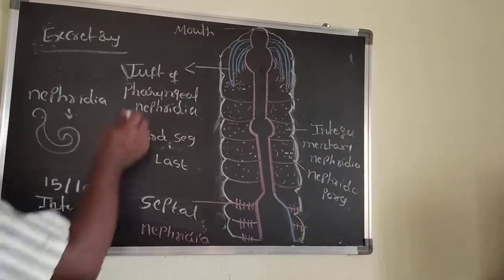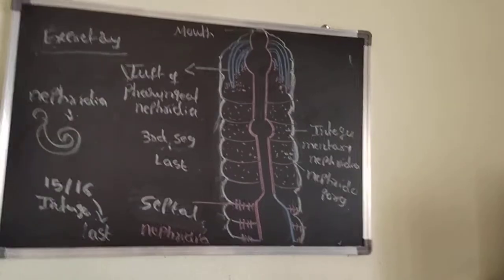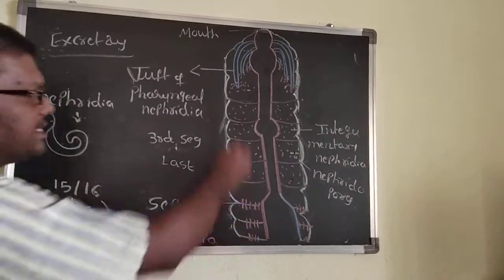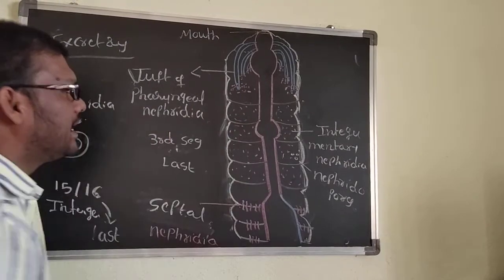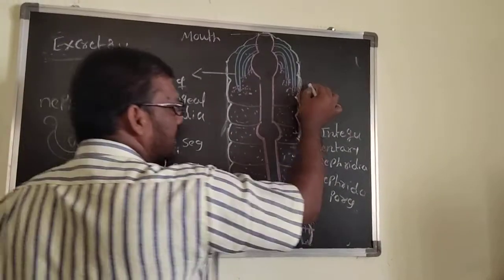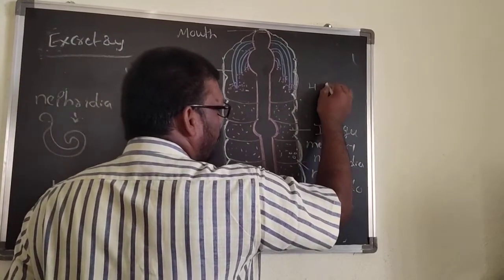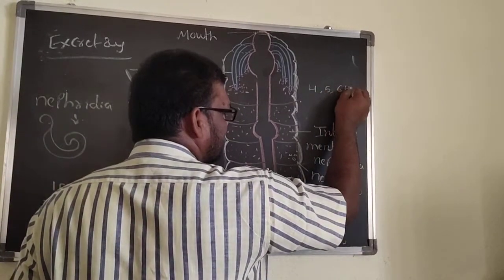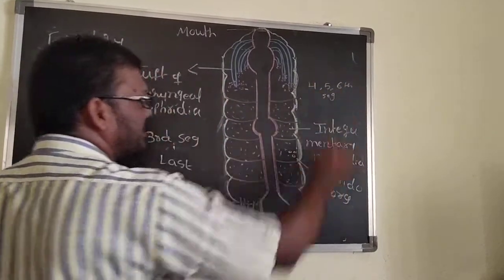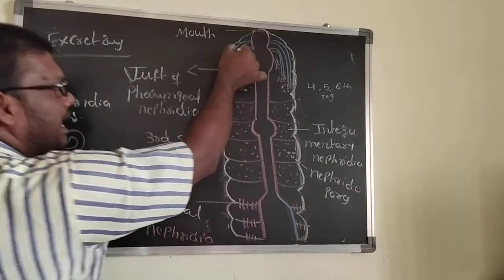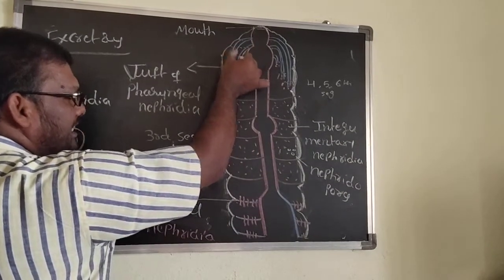And then the tuft of pharyngeal nephridia. This is the pharyngeal nephridia. This tuft of pharyngeal nephridia is present in the 4th, 5th and 6th segments. These are the pharyngeal nephridial ducts.